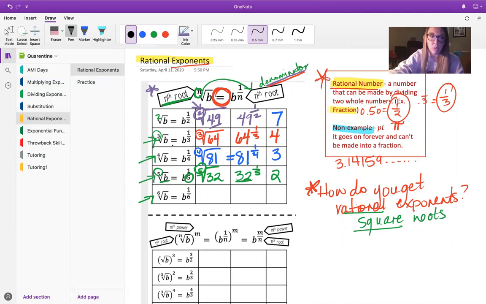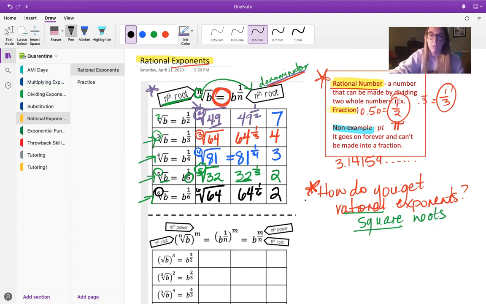All right, last one, the 6th root. So we're going to take the 6th root of 64. What number can I multiply by itself 6 times to get 64? So that's going to be 64 to the 1/6 exponent, and that number is 2. 2 times 2 is 4, times 2 is 8, times 2 is 16, times 2 is 32, times 2 is 64.